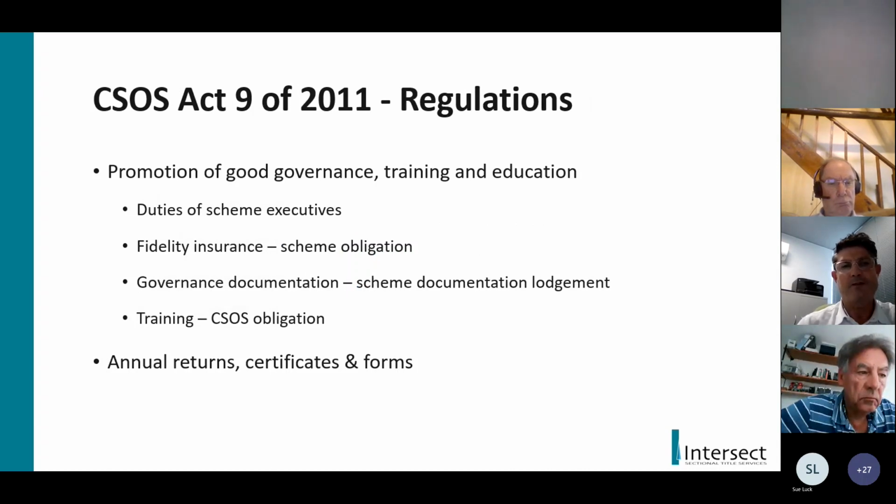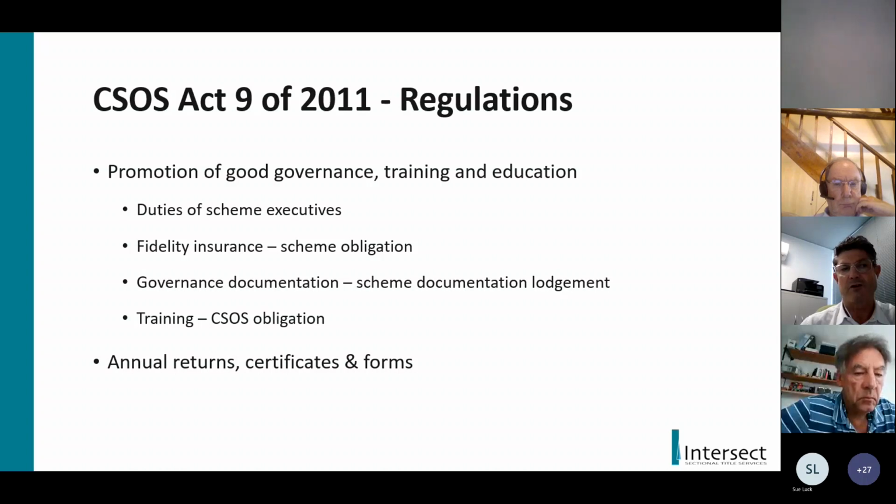CSOS, the Act also has regulations, and the regulations really deal with the promotion of good governance, training, and education. What that really means is that the regulations indicate the duties of scheme executives, Fidelity insurance, the scheme obligation to take out Fidelity insurance. We are going to deal with that a little bit later. Governance documentation, in other words, the documentation that a scheme must lodge with CSOS.